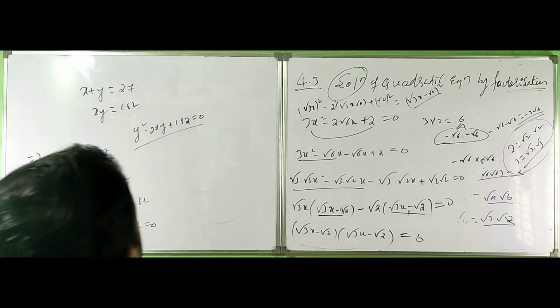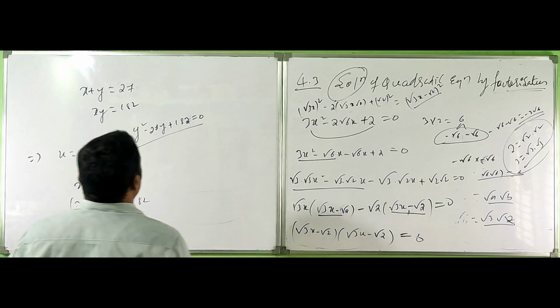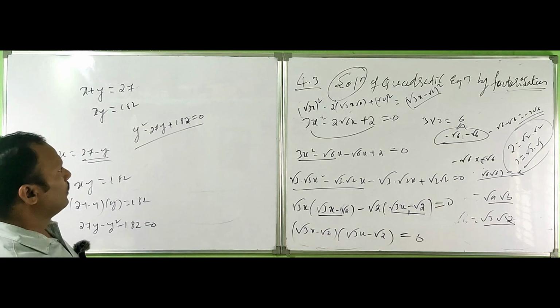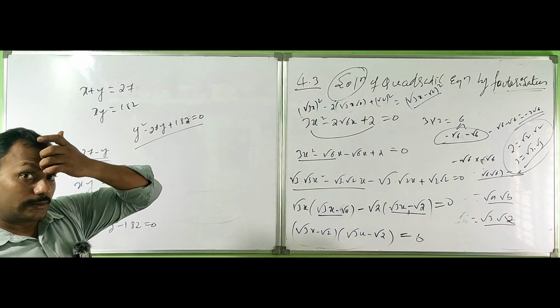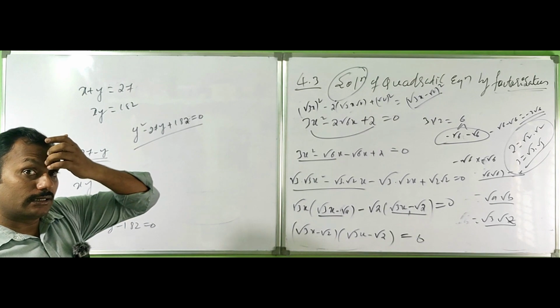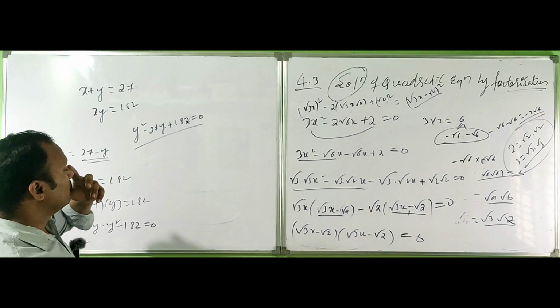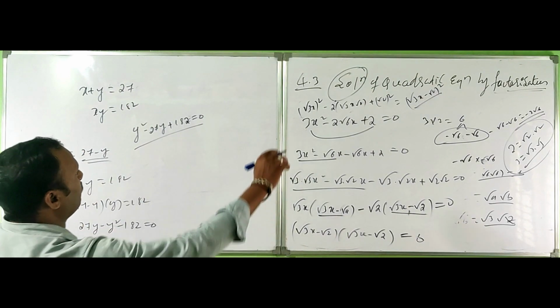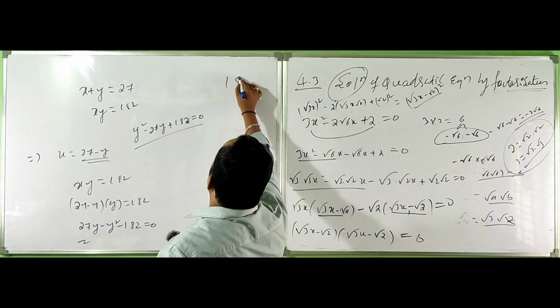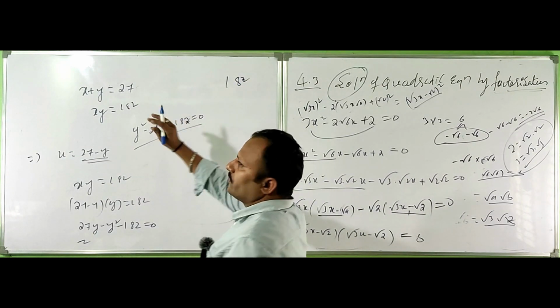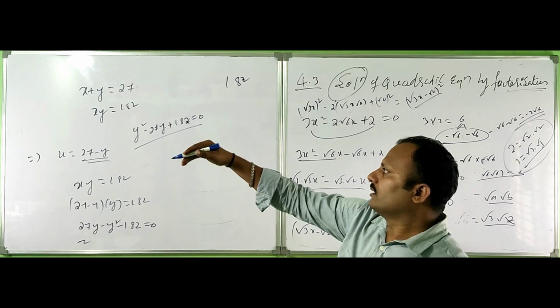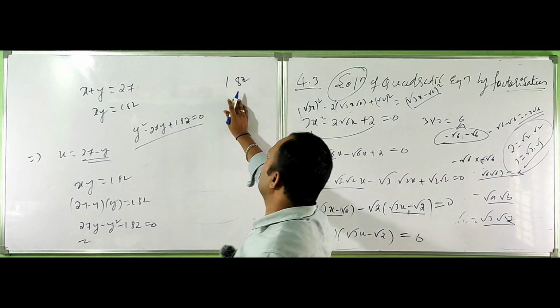Let's see the numbers. 182. Okay, I have to write the factors of 182. Let's try 2, 3, 4, but don't take a double-digit number. The sum is 27, so a double-digit number, 11.